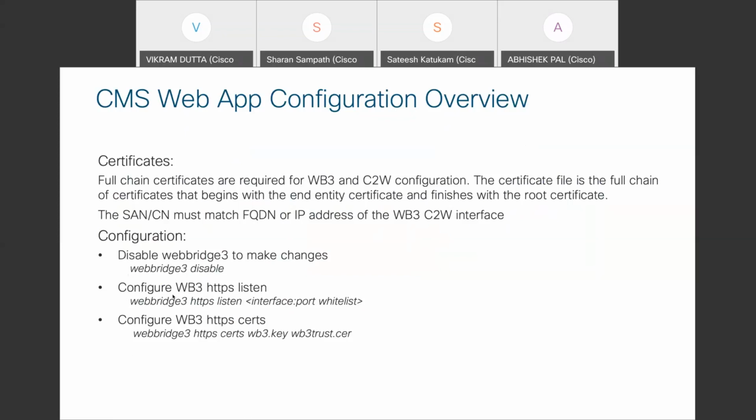The first one here is webbridge3 https listen. It's basically telling your web bridge to listen on a particular interface and a particular port. Usually we will set this to 443 because we wouldn't want the users to type a particular port to connect to a conference. We would just want them to type in the join URL and press enter.